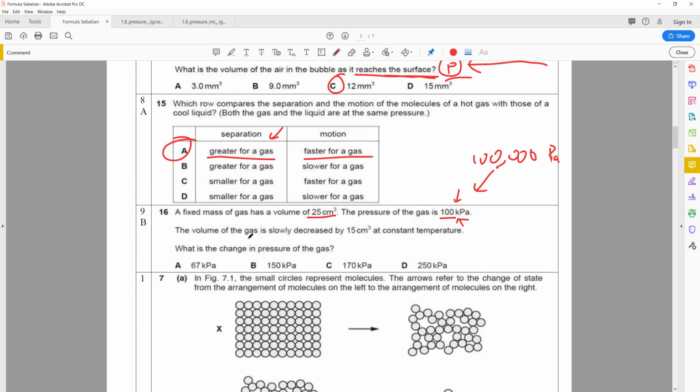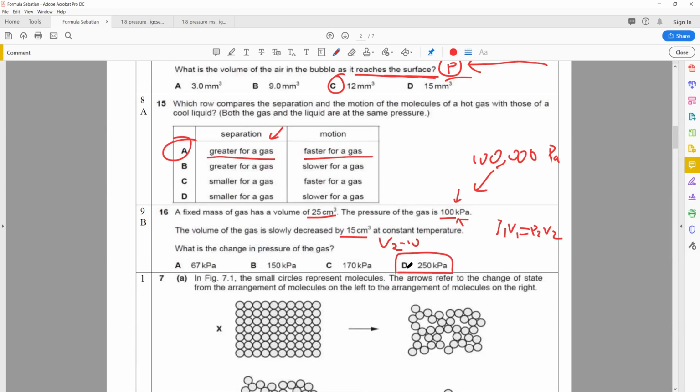Then after that, it says that the volume is slowly decreased by 15 cm³ at a constant temperature, meaning to say the volume 2 is going to be only 10. If the volume 2 is only 10, using the P1V1 equals P2V2 formula again, it's going to be 25 times 100 divided by 10, which is going to be, oh, what? 25 times 100 divided by 10. You get 250,000 pascals. The answer is supposed to be D here.